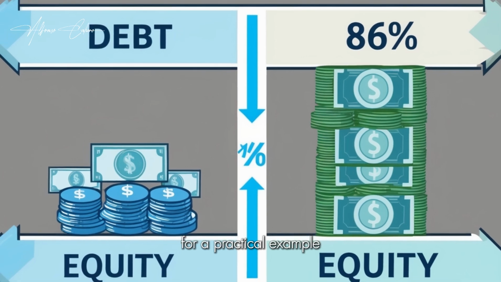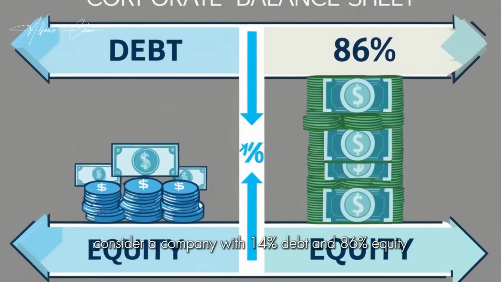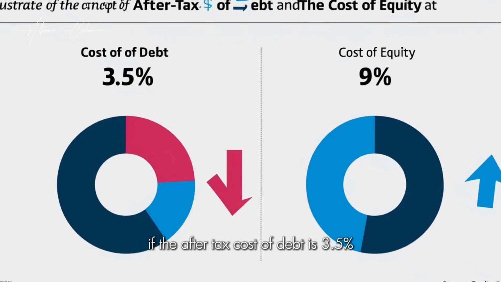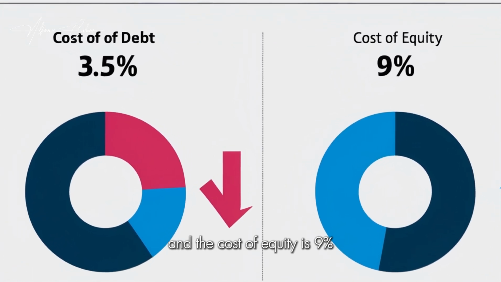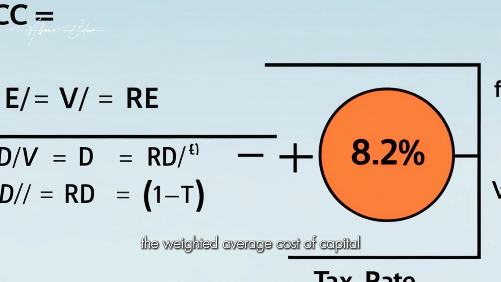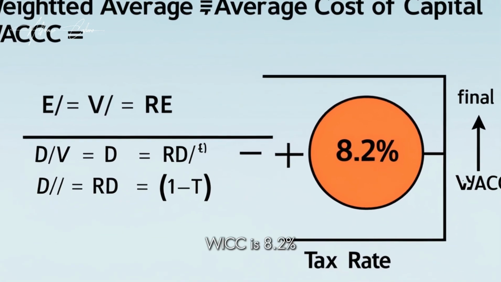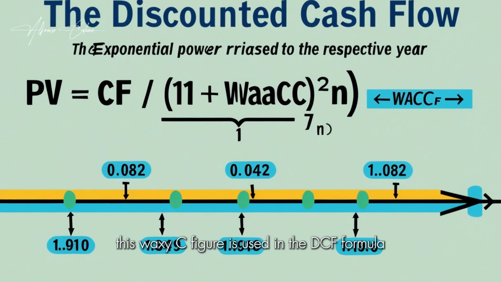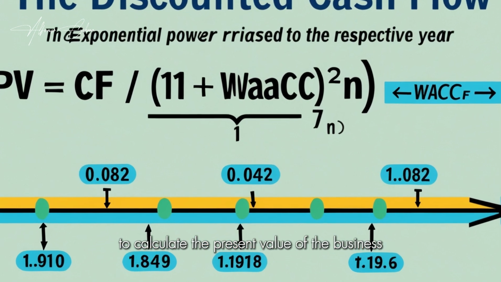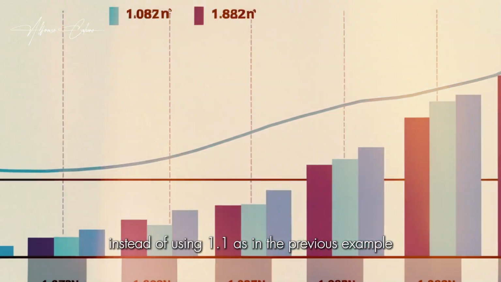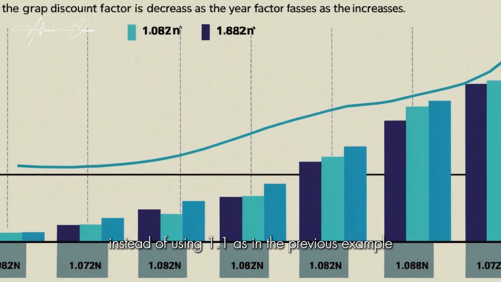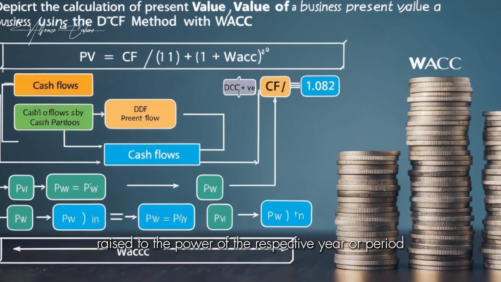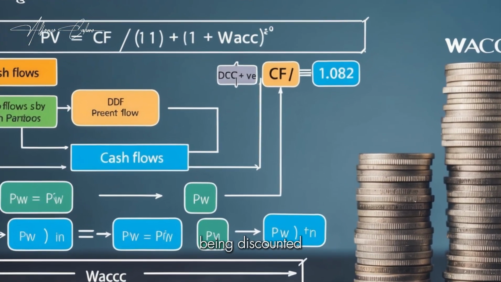For a practical example, consider a company with 14% debt and 86% equity. If the after-tax cost of debt is 3.5% and the cost of equity is 9%, the weighted average cost of capital, WACC, is 8.2%. This WACC figure is used in the DCF formula to calculate the present value of the business. Instead of using 1.1 as in the previous example, the formula would use 1.082 raised to the power of the respective year or period being discounted.